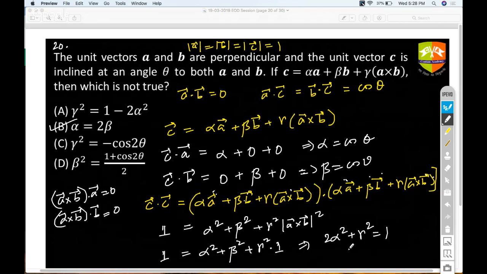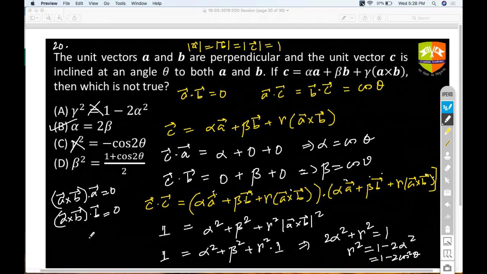Correct? That means gamma square is 1 minus 2 alpha square, which is 1 minus 2 cos square theta. So that's going to be negative cos 2 theta. So this option is correct. So this cannot be my answer. This option is also correct. So this cannot be my answer.